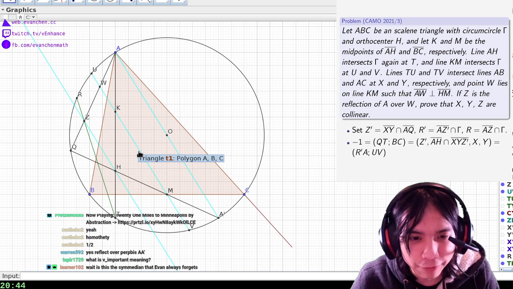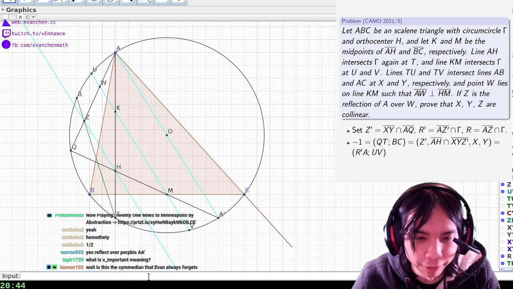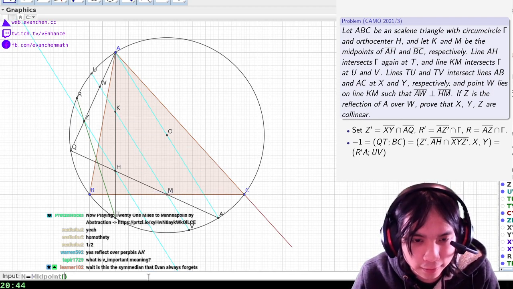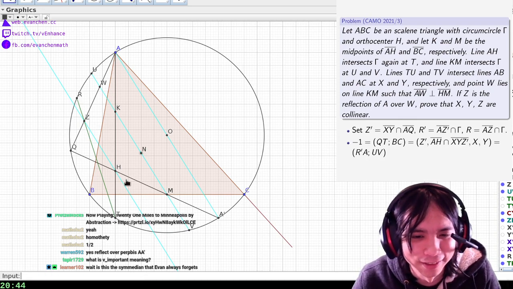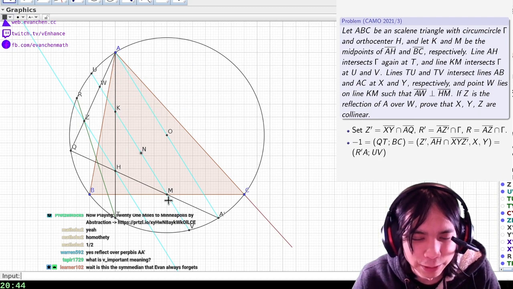Okay, so the midpoint of UV actually coincides with the midpoint of KM, right? Is that a true fact? Wait, actually, hang on. This is B plus C over 2. Yeah, KOMH is unconditionally a parallelogram.